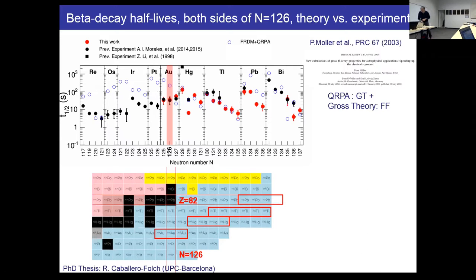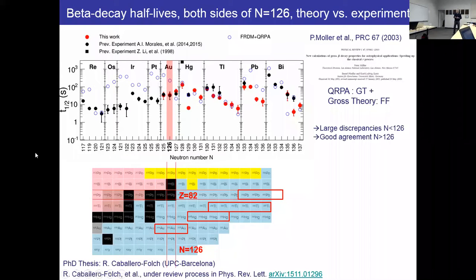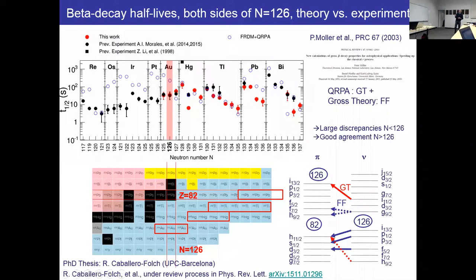So the interpretation of this, based not only on our results, but also on gamma ray spectroscopy measurements which were made in the previous measurements by Morales, is that mainly in this quadrant here before the neutron shell closure, the transitions are dominated by first forbidden transitions.